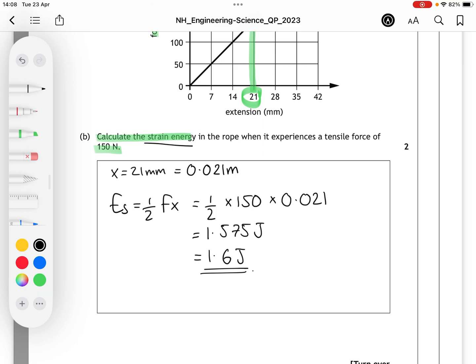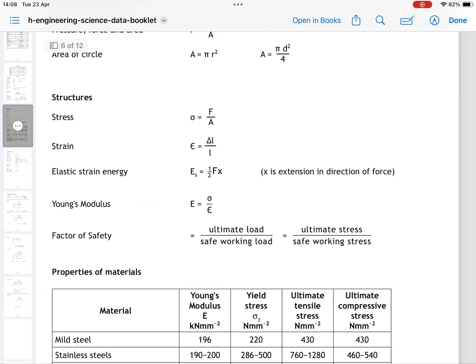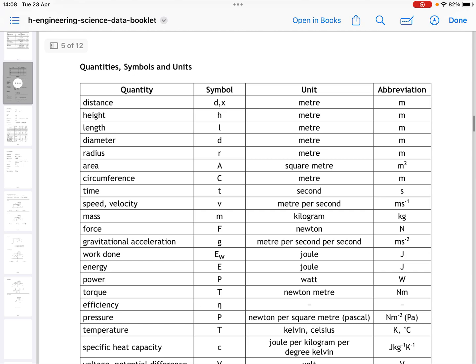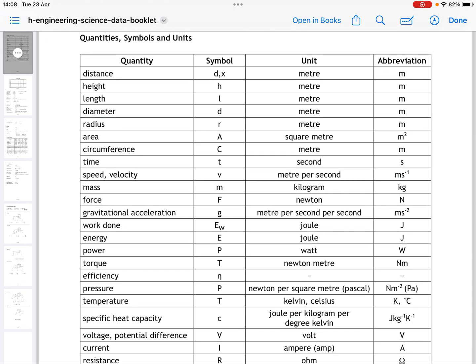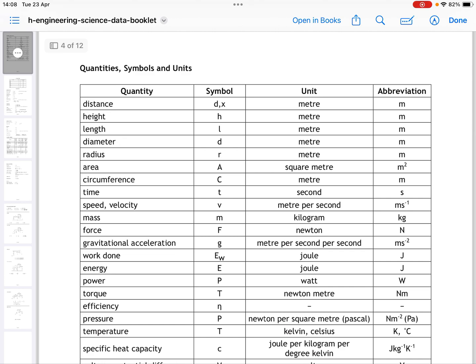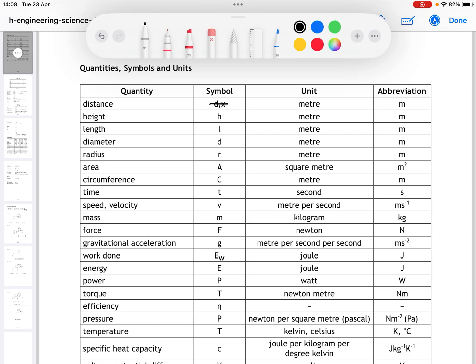Don't get caught out here by that extension. Make sure that you convert that into meters. And if you're ever not sure whether something should be in meters or millimeters, remember on this first page here, our quantity symbols and units. You can find that our symbol X is given the unit meter. So make sure to check that if you're not sure whether to work in meters or millimeters.